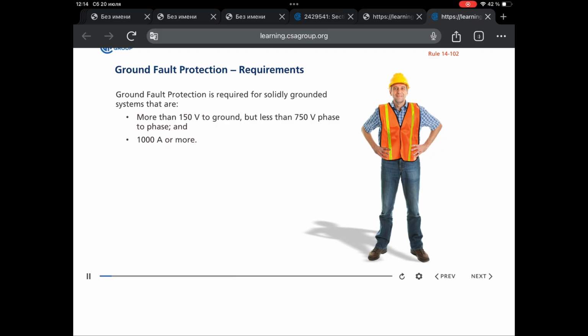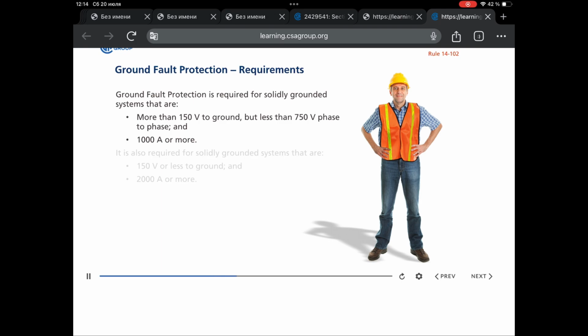Moving on to the requirements for ground fault protection. This protection is required for solidly grounded systems that are 1000 amperes or more and are operating at more than 150 volts to ground, but less than 750 volts phase to phase. Typical systems that fall in this category would be 600/347 volt and 480/277 volt systems that are operating at 1000 amperes or more.